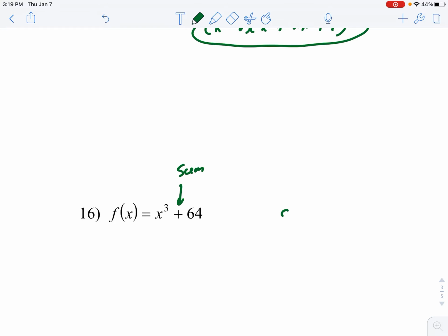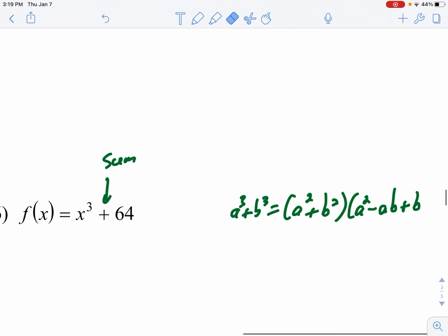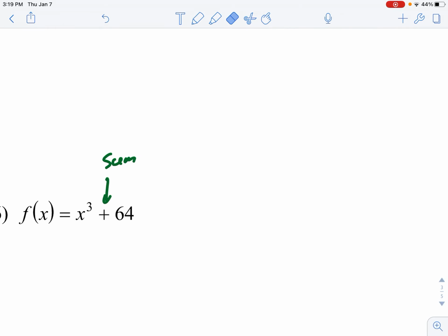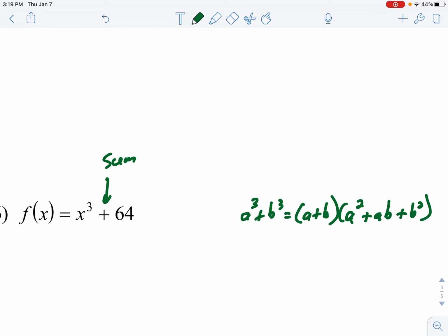So the formula is a cubed plus b cubed equals... oh, wow. Let me start over. I just about messed that all up, and that was ridiculous. A cubed plus b cubed equals a plus b, a squared minus ab plus b squared. My mind faltered for a moment.